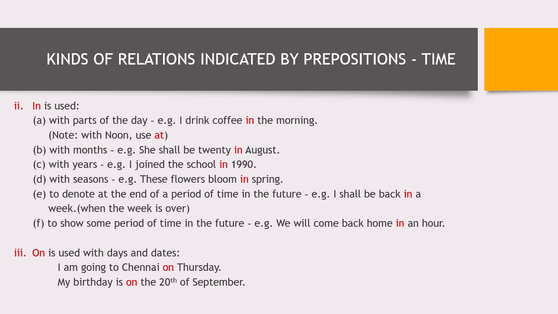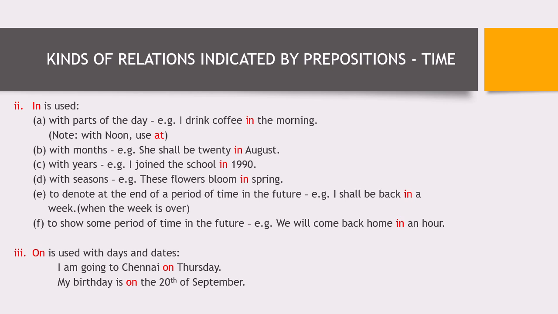D. With seasons. For example, these flowers bloom in spring. E. To denote at the end of a period of time in the future. For example, I shall be back in a week. That is, when the week is over. F. To show some period of time in the future. For example, we will come back home in an hour.